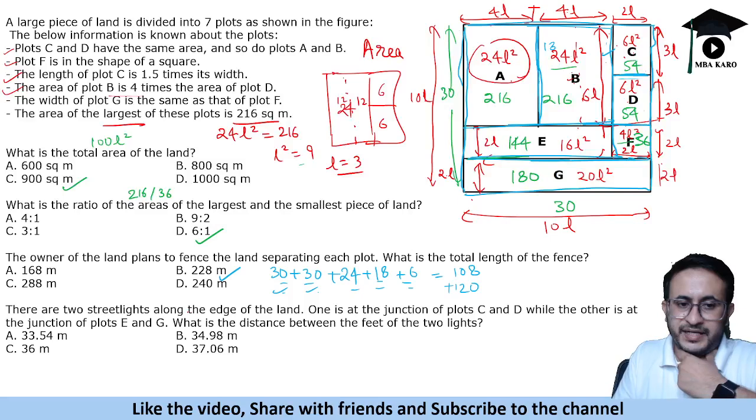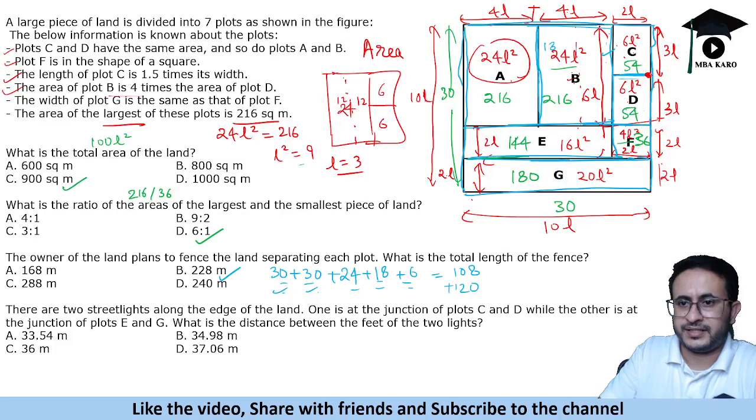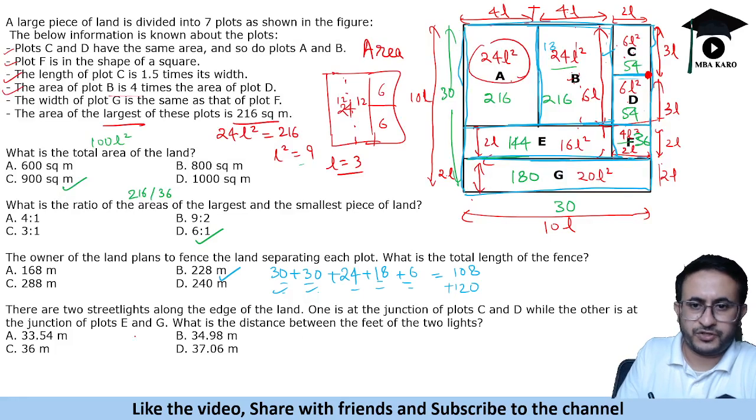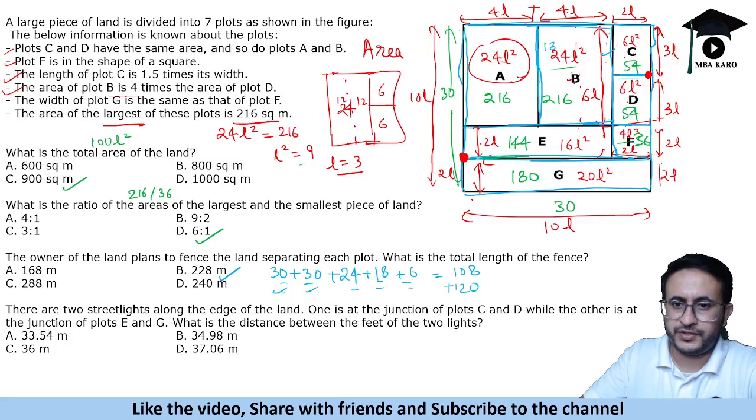Last question says there are two street lights along the edge of the land. One is at the junction of plots C and D. Okay, one is at this junction and it is at the edge of the land. So this is edge. This is one of the street lights, and the other is at the junction of plots E and G. So this is the other street light. Okay, and we need to find the distance between the feet of these two lights. So we need to find the distance between these 2 points.